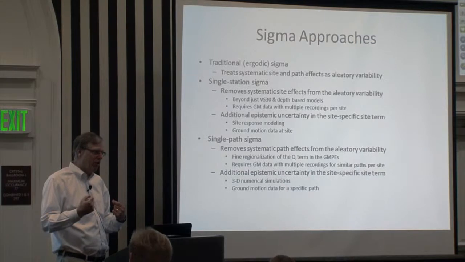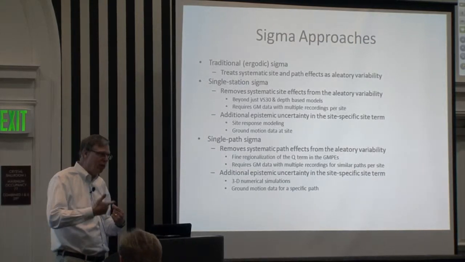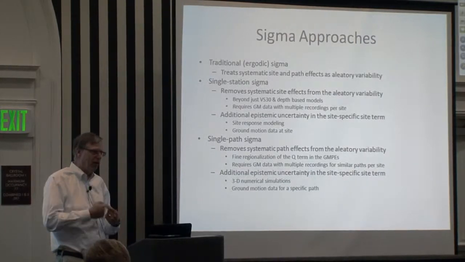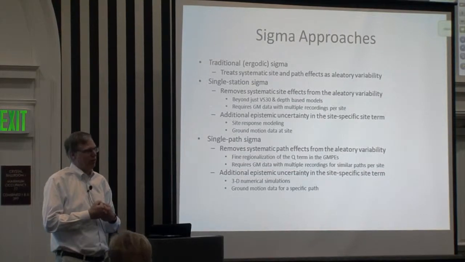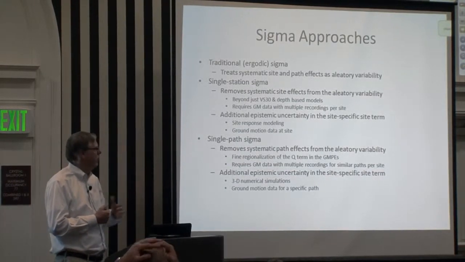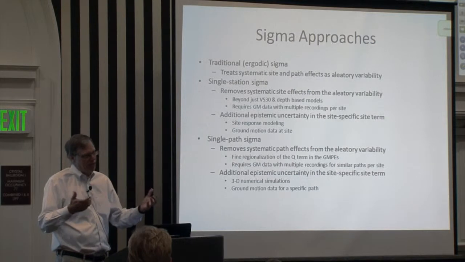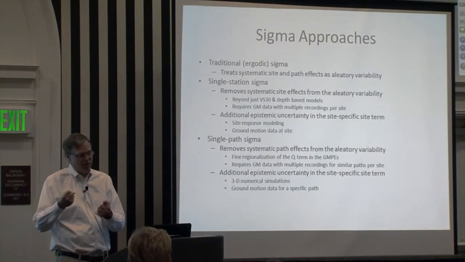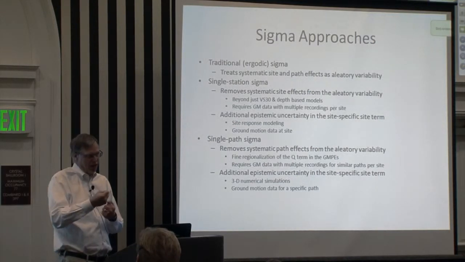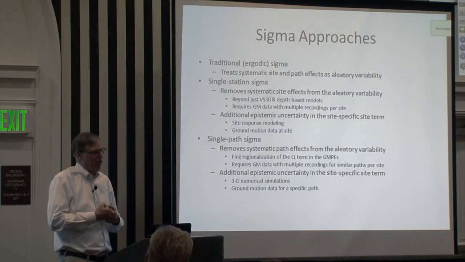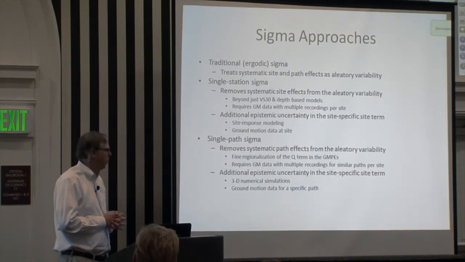Okay? And so this lets us now remove that part of the variability, that repeatable systematic effect of the crust, from our standard deviation, and we have a reduced aleatory variability. So we're taking out things that are truly epistemic, that have been treated as aleatory for sort of convenience, and separating them out into this part.